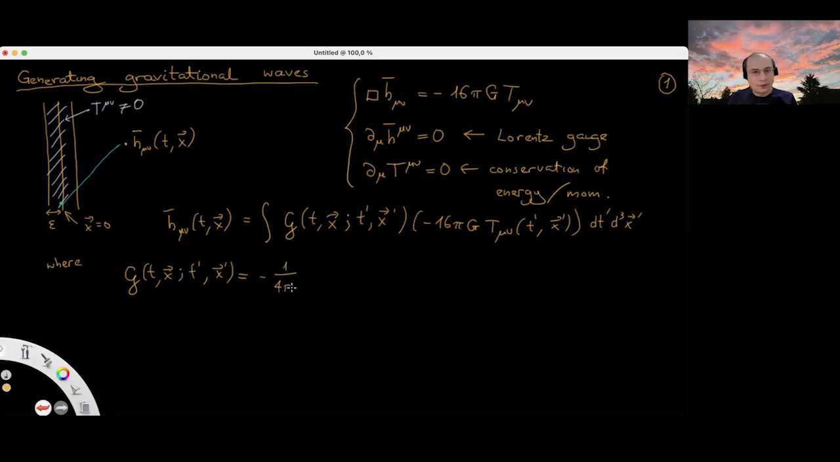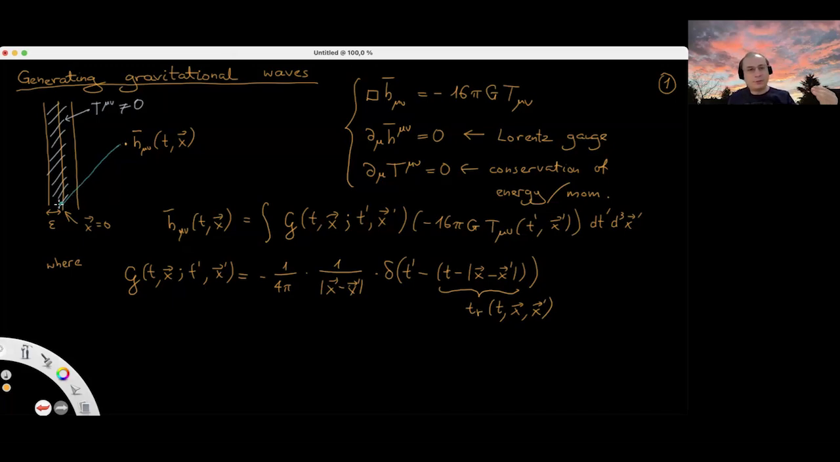Minus 1 over 4 pi times 1 over the norm of x minus x prime, so basically the inverse of the distance between the points x and x prime, times the delta distribution of t prime minus t minus the norm of x minus x prime. This is sometimes known as the retarded time, t_r of t, x, x prime, and for a given point of observation t, x, it simply corresponds to the time of emission, taking into account the lag it takes for a wave to propagate from point x prime, t prime to the point t, x.